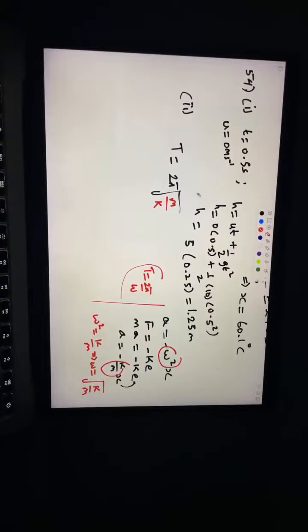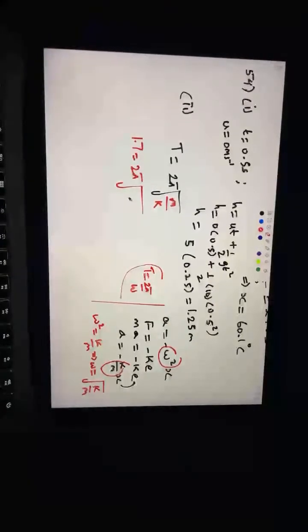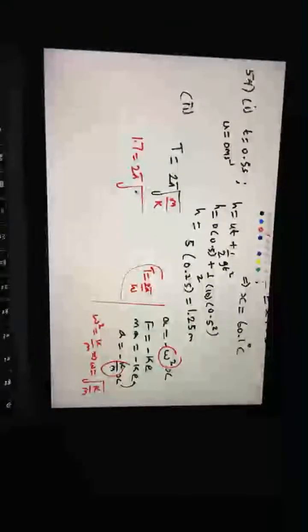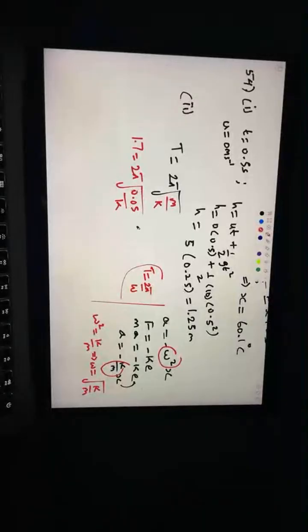From this question, we already have the period, which is 1.7, and this is 2 pi square root of, we already have the mass as well. The mass was given to be 50 grams. You must convert your 50 grams to kilograms. So that will be 50 divided by 1000, which gives us 0.05, over the spring constant that we are actually looking for.